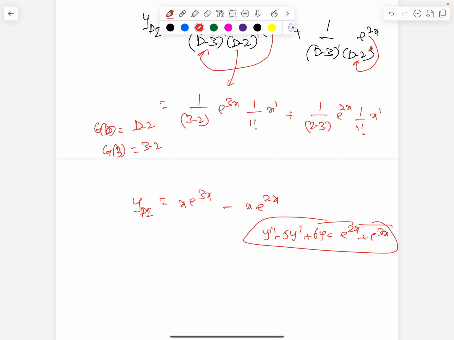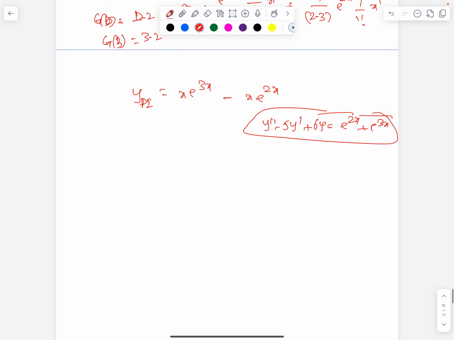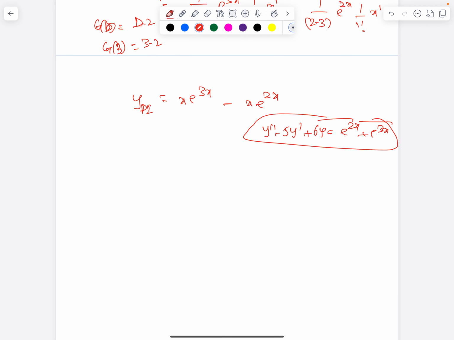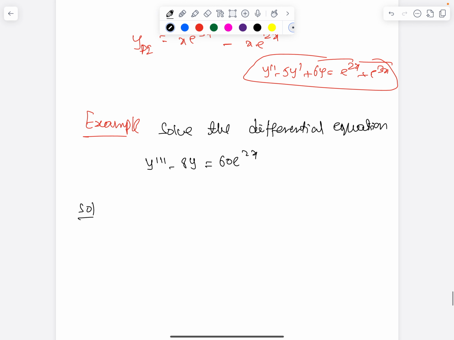Especially the particular integral is this solution. So this is how we solve such cases. Now we are solving one more problem of this kind. This is d cube minus 8 into y is equal to 60 e power 2x.